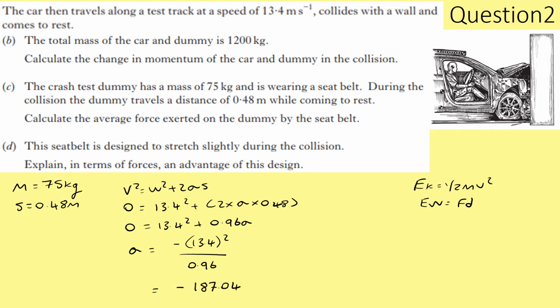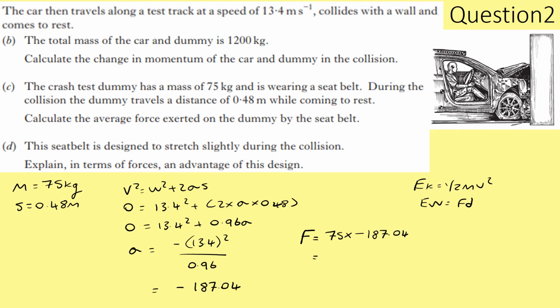187.04. Now, I'm giving this to a number of different significant figures, that's 5 sig figs, because this is an intermediate step, and I don't want to introduce an intermediate rounding error. Now that I've got the acceleration, I need to apply F equals ma. So the unbalanced force that had to have acted on the crash test dummy in the car in order to slow it down is equal to the mass, which we're aware is 75 kilograms, multiplied by the acceleration, which is negative 187.04.